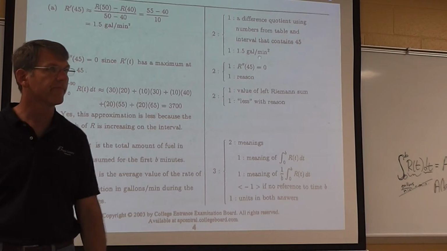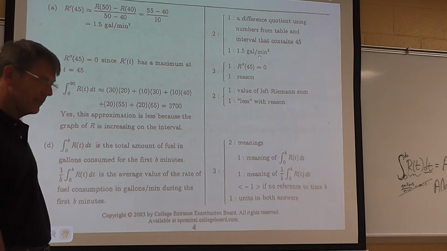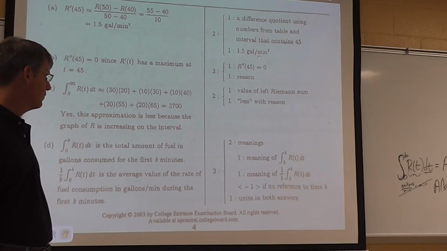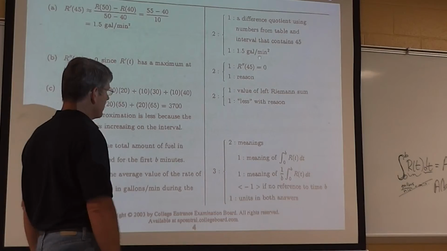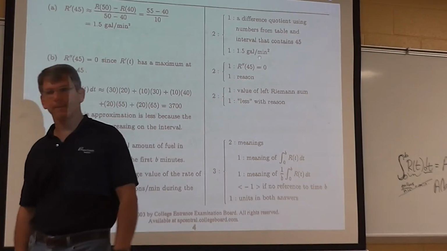So I would still get the point for the meaning, I just wouldn't get the point for my units. That sounds correct, yes. You get your meaning point but not your units point. And of course, we do want to reference the 0 to b. Yeah. Good.